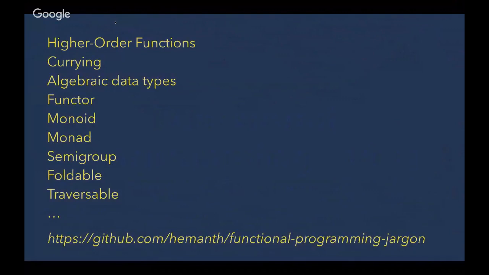We know that functional programming comes with a lot of jargon, a lot of complex words, a lot of words that we don't know what they mean. There is a link to a GitHub page here, which has all the functional programming jargon. Just take a look at it and it's scary as hell. So I'm not going to talk about all these concepts. I'm just going to focus on the simple ones.